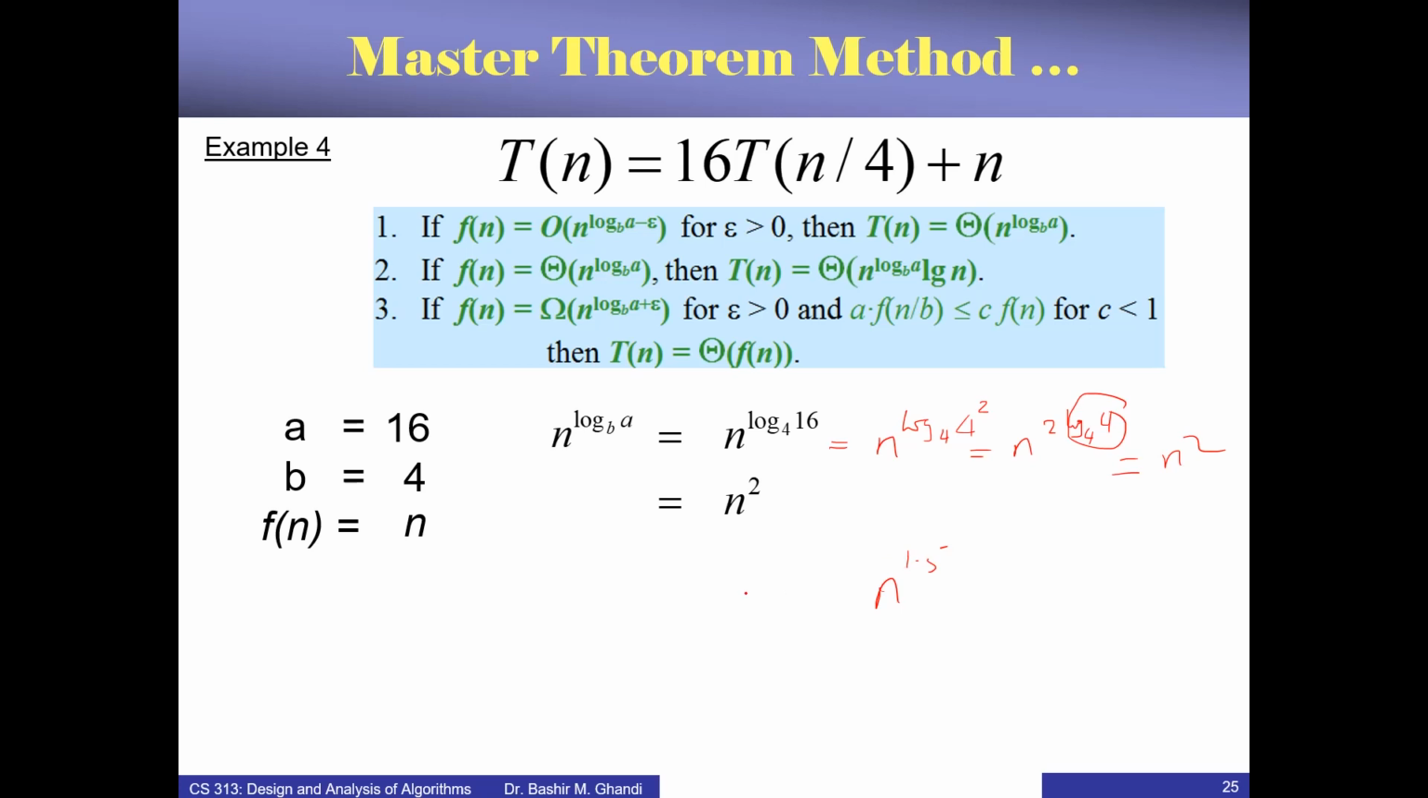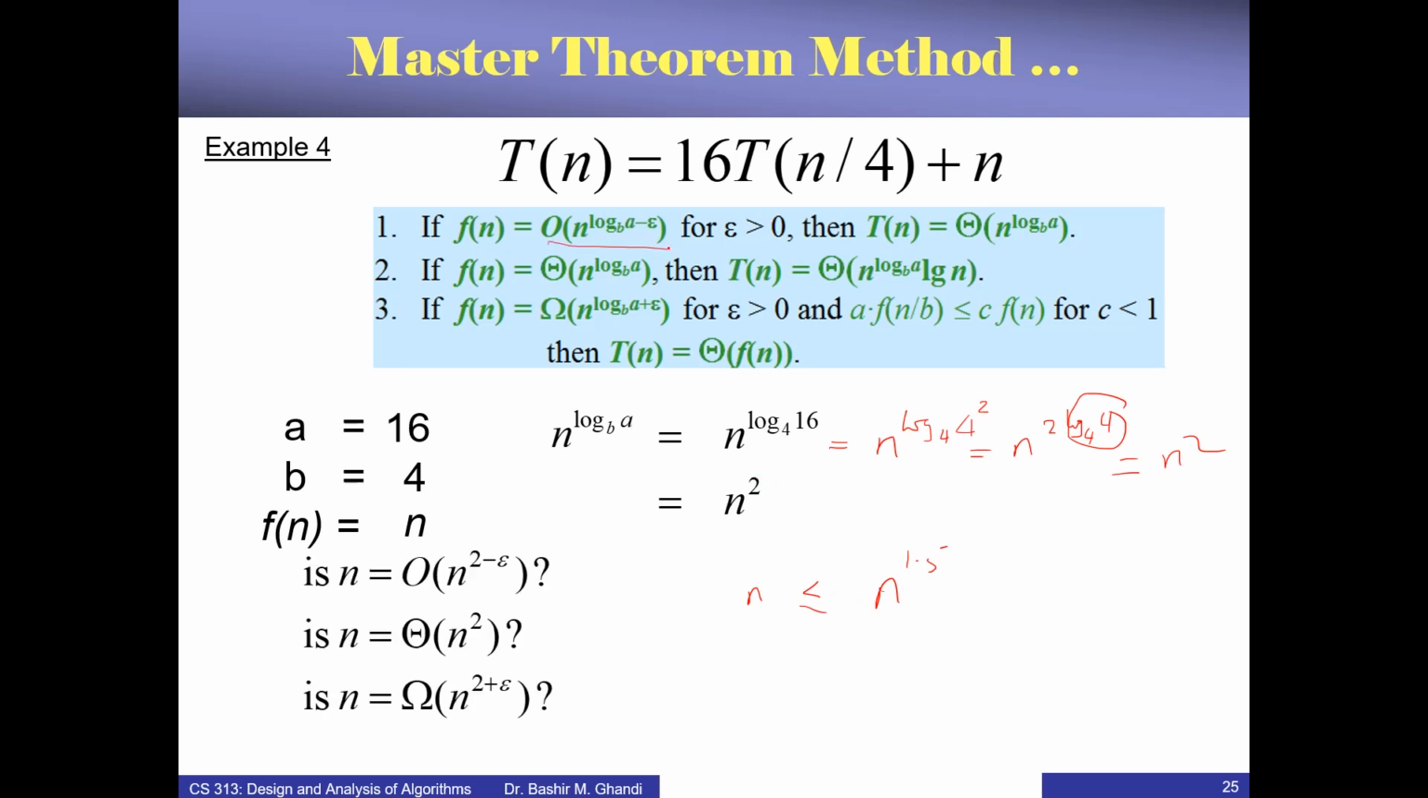Well, n, which is our f(n), will still be less than or equal to that, even if we subtract some positive constant. So that's the idea. Once you find your n to power log of a to base b, you will ask, which of these three cases does it match? Is n equal to big O of your result minus some small number epsilon? Or is it theta of n square? Or is it big omega of n square plus some constant epsilon? Okay, clearly it is the first case here that matches.